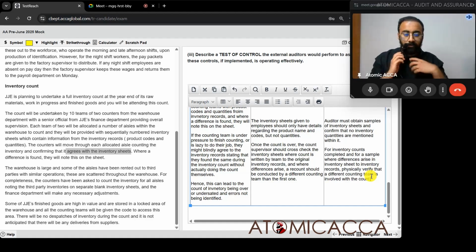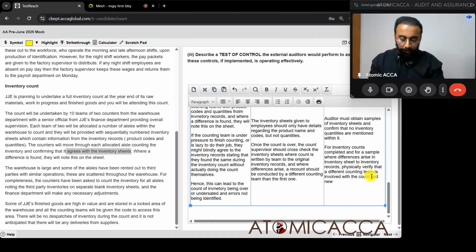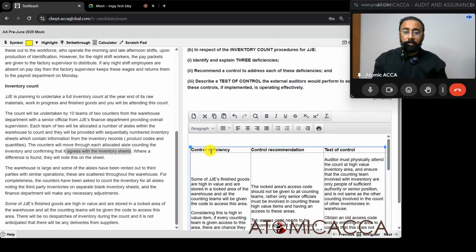So for inventory counts completed, for a sample where differences arise in inventory sheet to inventory record, physically verify that a different counting team is involved with the count. Okay, that is enough. Cool. So we found 3 problems over here, and with that we're done with this question as well.